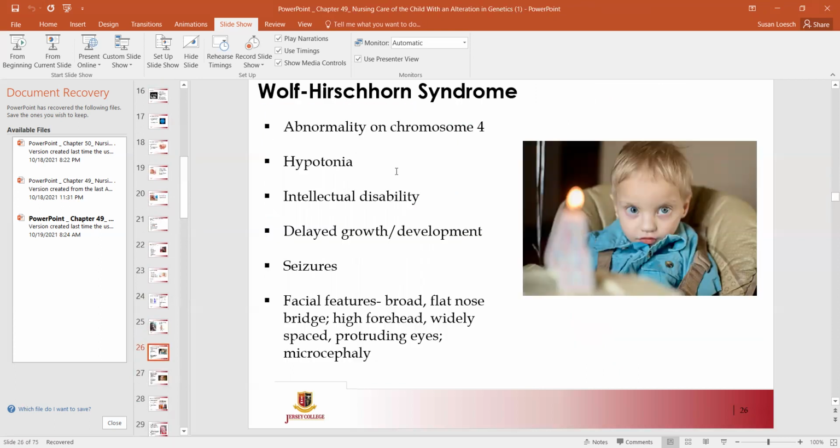Wolf-Hirschhorn syndrome, the abnormalities on the chromosome 4. These clients will experience hypotonia, intellectual disabilities, delayed growth and development, seizures. Facial features will be broad, flat nose, high forehead, and wide spaced protruding eyes, along with the microcephaly or the small head.